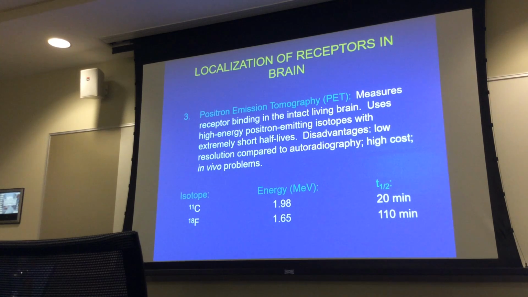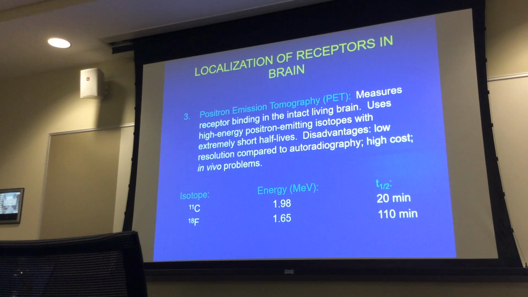The principles are exactly the same, okay? We're using a radiolabeled drug, and we can use it to bind to the receptors, and we can calculate KDs and Bmaxs, all this sort of thing. But the difference is that it's done in a living person.